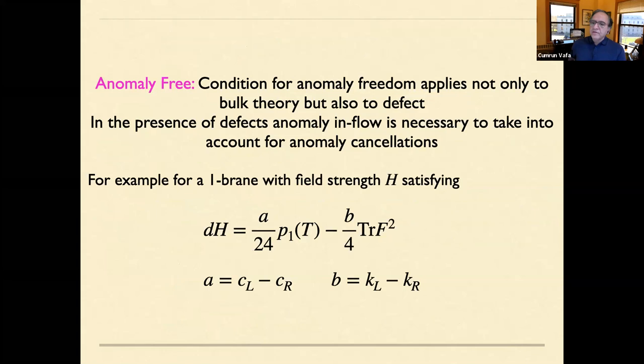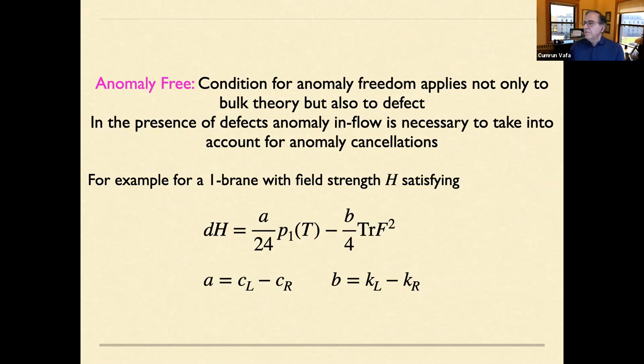The theory should be anomaly free, and this is, again, as I said, obvious. But we want to make a note of that. It doesn't just apply to bulk theory, but also to defects. There are some subtleties in the context of defects, because there could be anomaly inflows. That means that the anomaly cancellation happens if you take into account the anomaly flow into the defect itself.